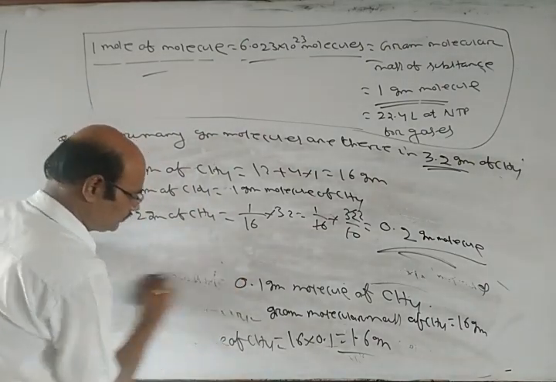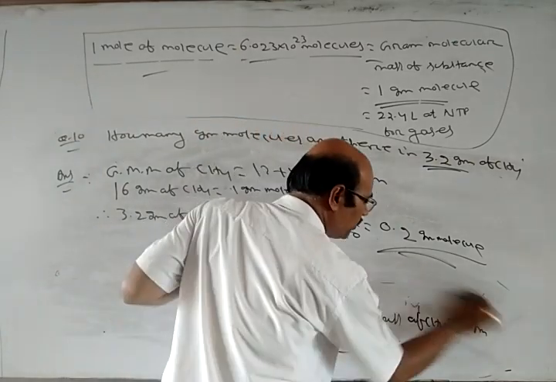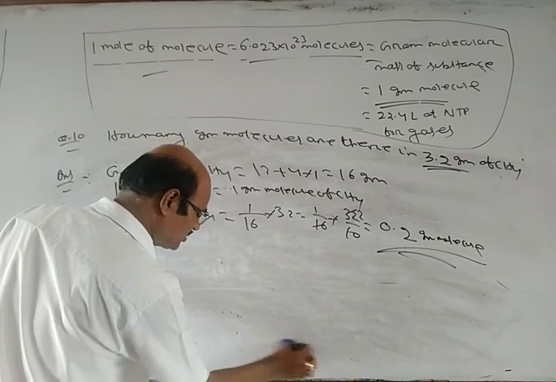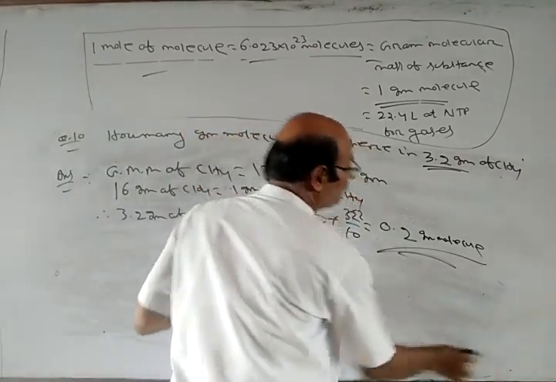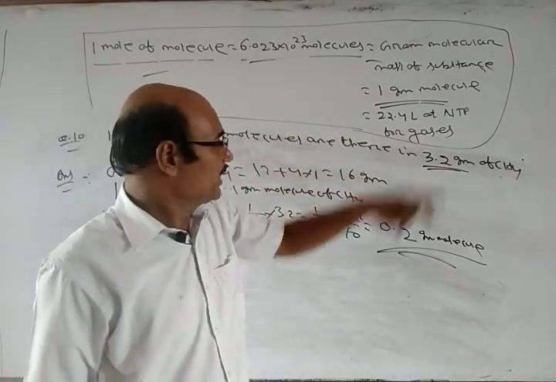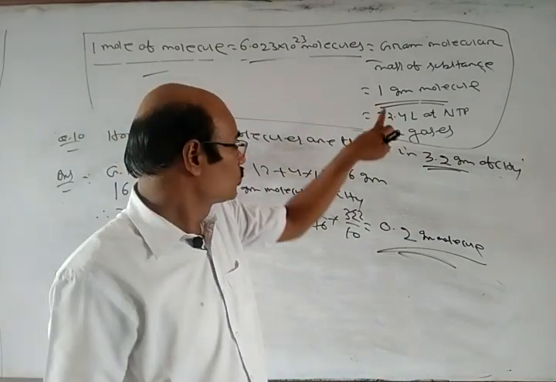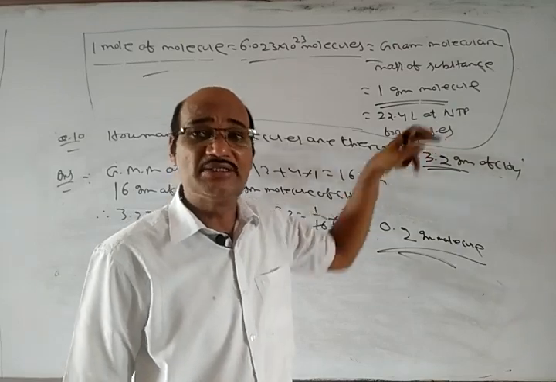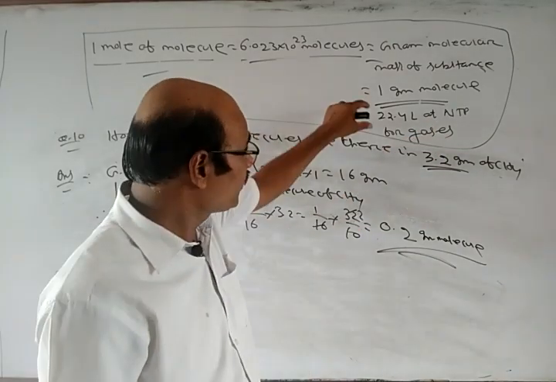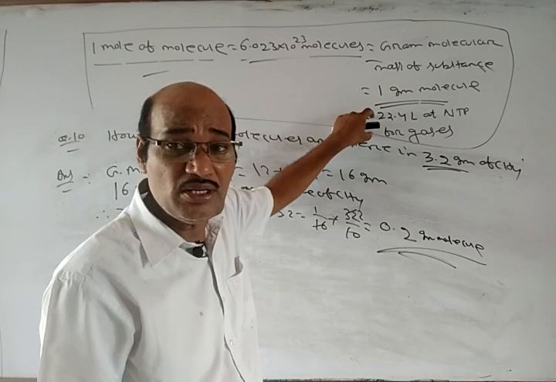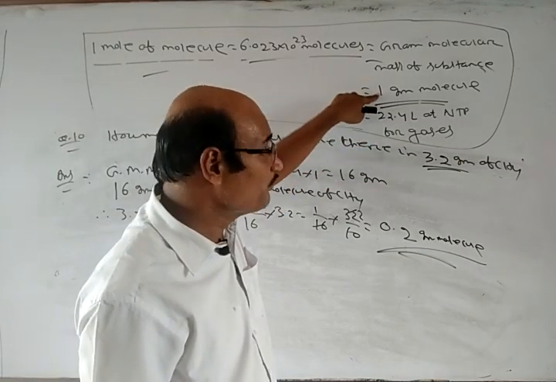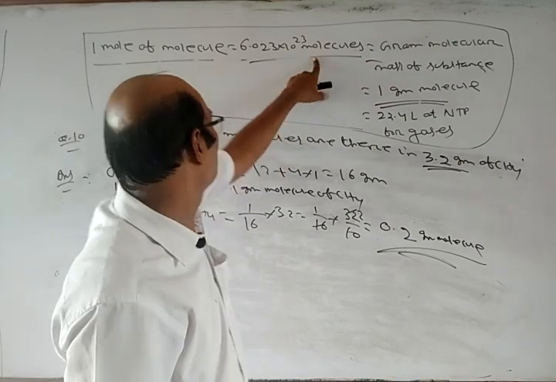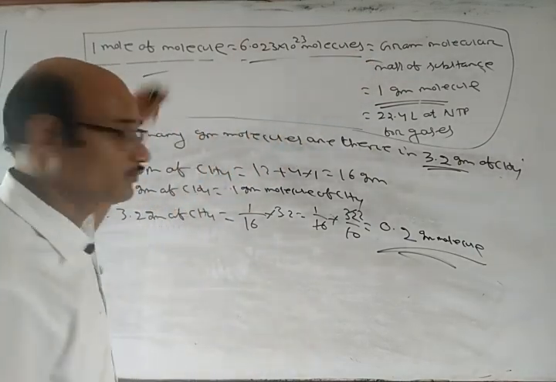Now similarly, if you take a gaseous substance, it occupies a volume of 22.4 liter at NTP. Okay, if the substance is a gaseous one, then this volume of the gaseous substance at NTP we can relate to gram molecular mass, number of molecules, and also to mole. Okay.